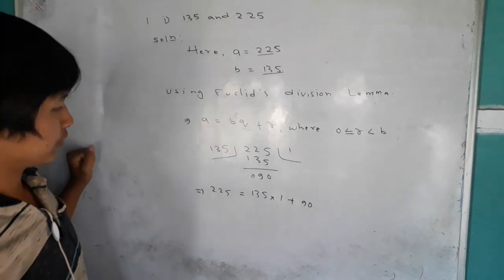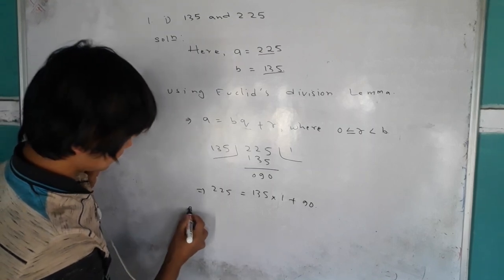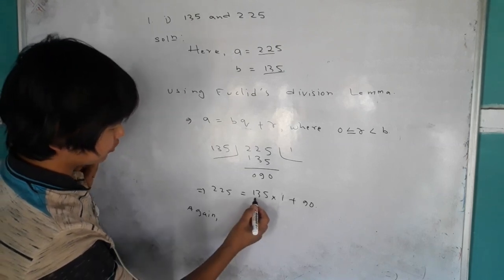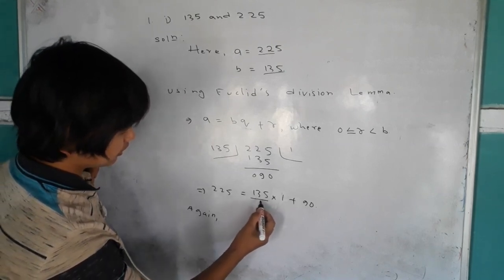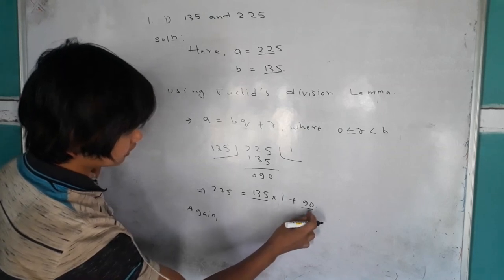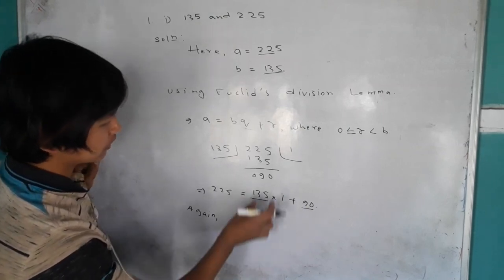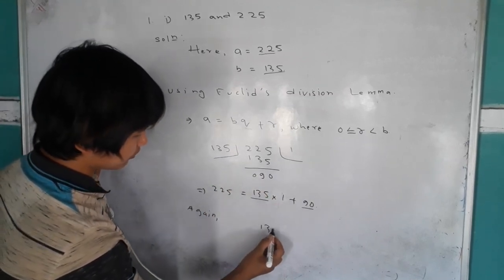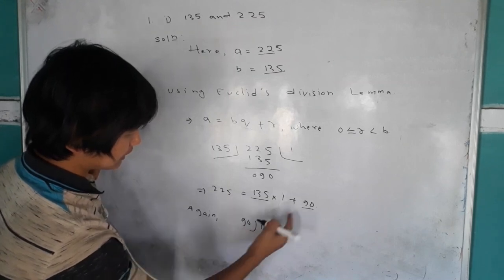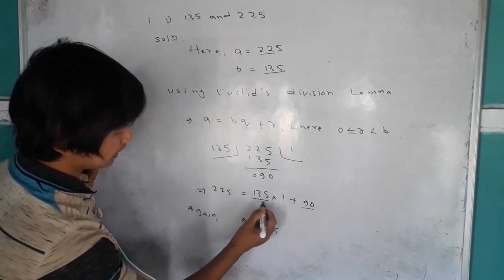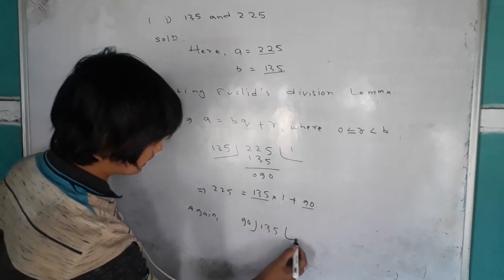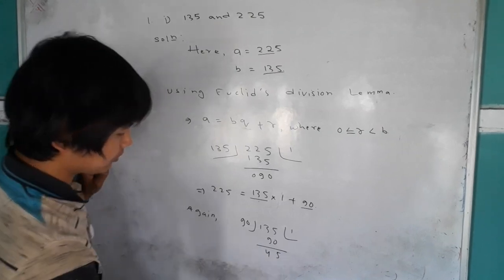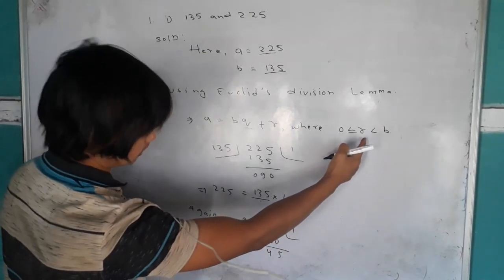Again, the main process is you need to keep on dividing by this number and this number until you get the remainder 0. This is the method only. So 135 should be divided by 90, always a smaller number. Here now it is A and it is B. So 90 ones are 90, 90 into 1, remainder is 45, which is R.